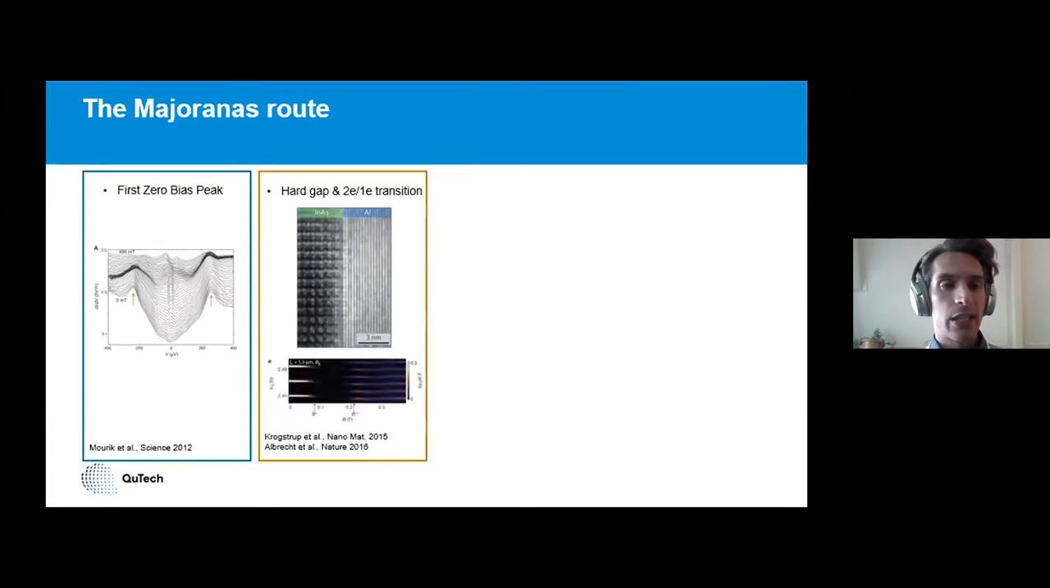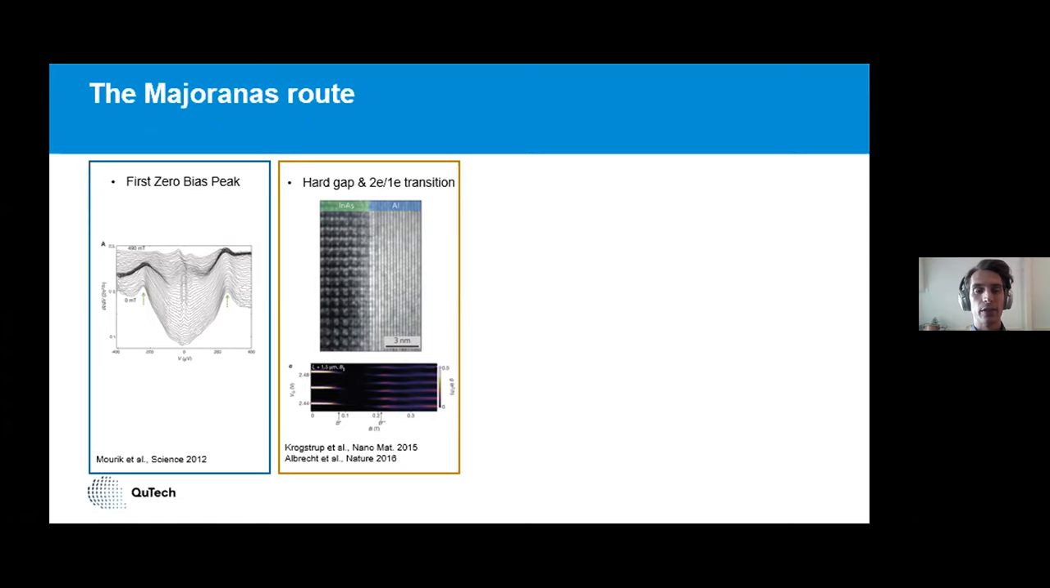This problem was actually solved by Peter with the engineering of epitaxial interfaces between a semiconductor and a superconductor, which allowed the observation of a 2e charging effect on indium arsenide aluminum nanowires, and then also indium antimonide aluminum nanowires.